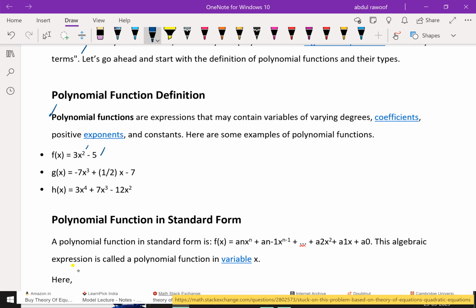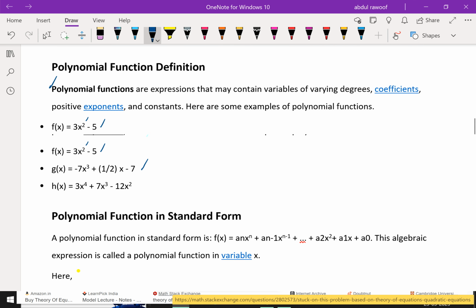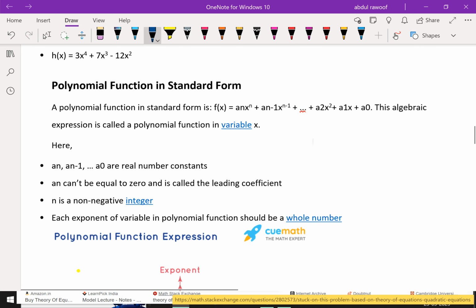Another function g of x equal to minus 7x cube by 2 plus half x minus 7, this is a third degree polynomial. h of x equal to 3x power 4 plus 7x cube minus 12x squared. Here 4 is the degree. That means fourth degree.